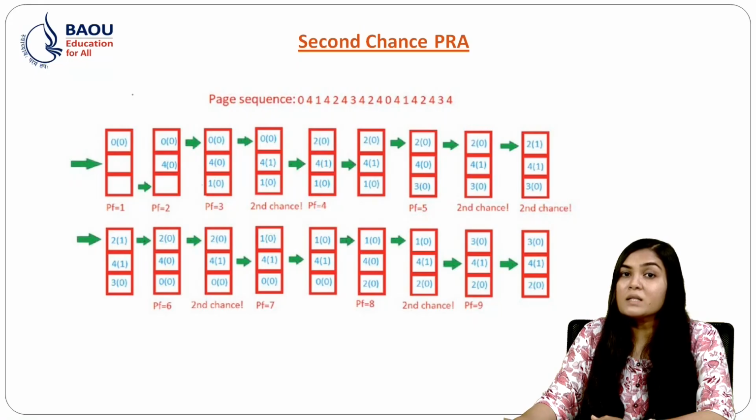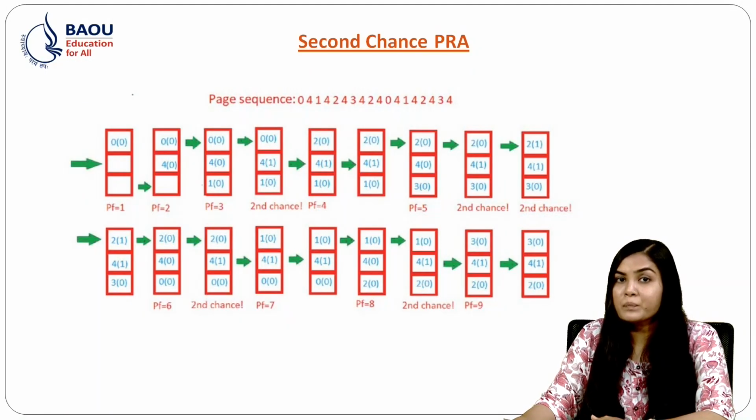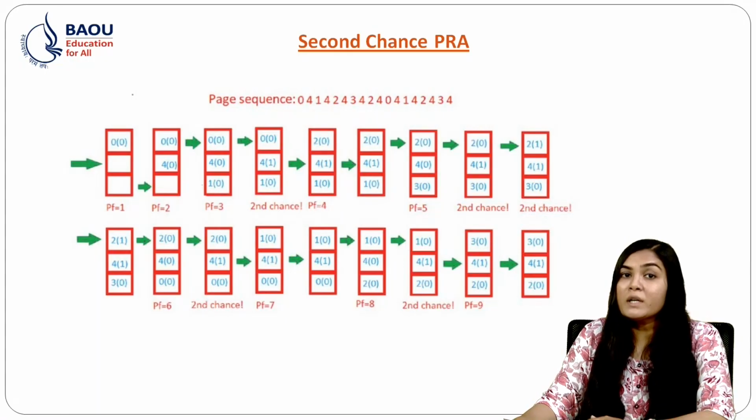Then when we pass page 17, the frame will become 3, 4 and 2 and the second chance will become 0, 1 and 0. The pointer will be set at 1 and the page frame will become 9. So, both pointer and page frame will be updated.